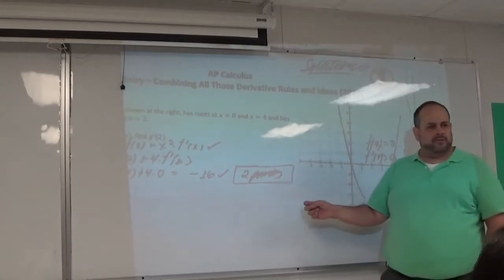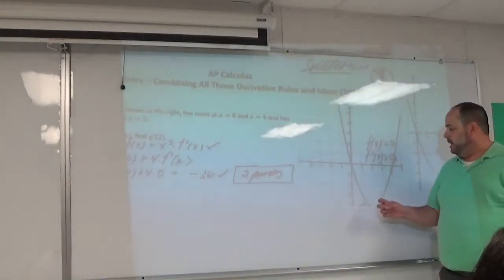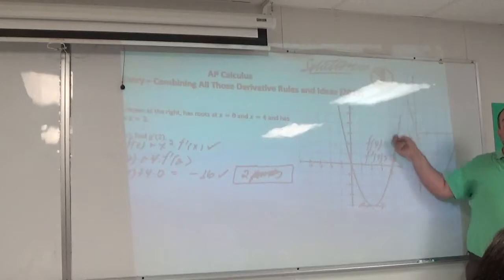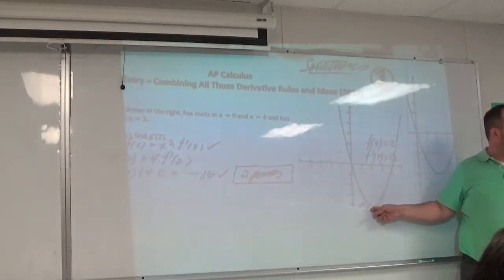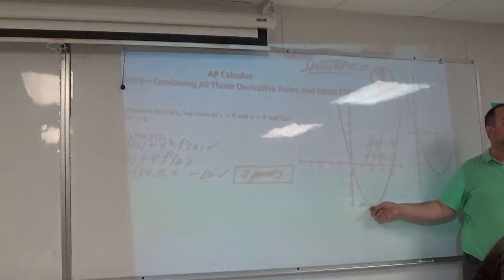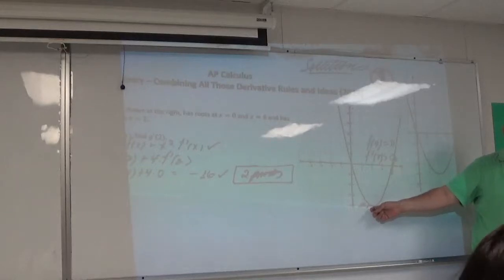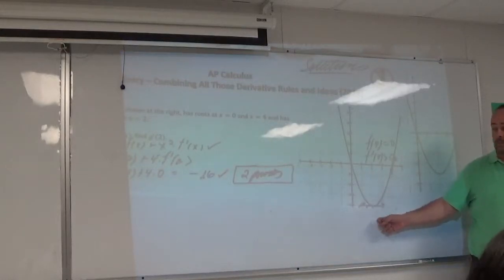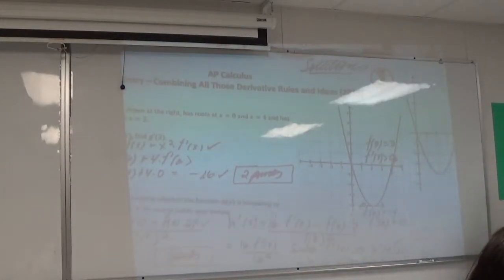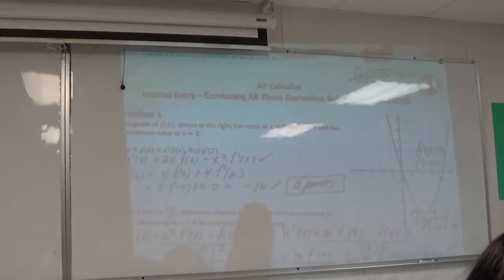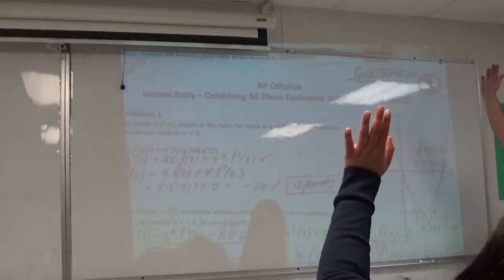But what about f prime of 2? You know it's a relative minimum. You know that you have a relative minimum. What's f prime at 2? What's the derivative? What's the slope of the tangent line at 2? 0. When you put all of that information together, you're going to get that g prime of 2 is equal to negative 16. Honest hands, how many of you guys have negative 16?